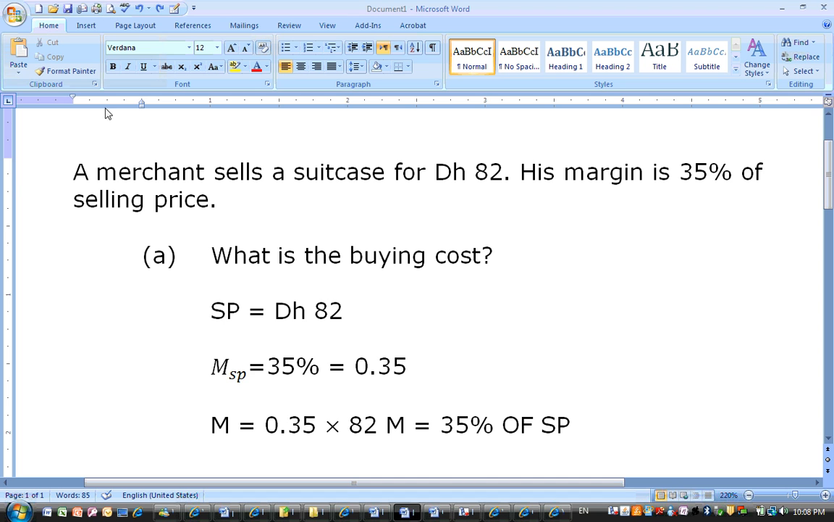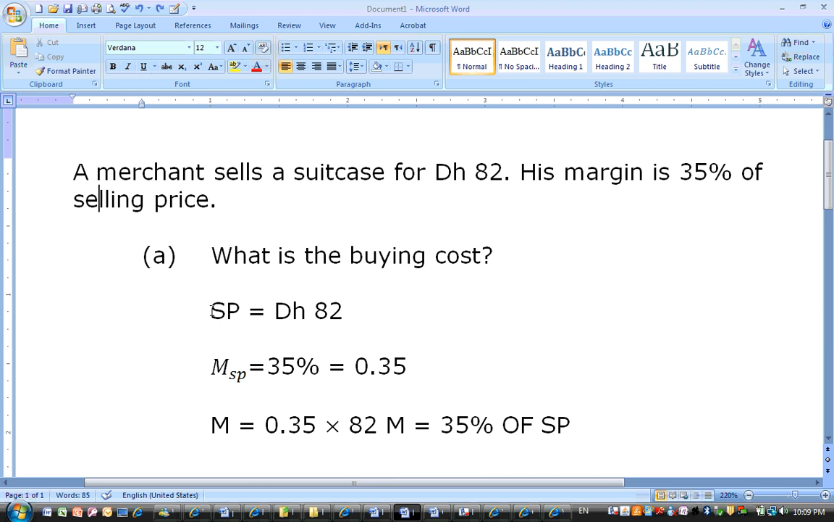Hi everyone, this question will help you to understand the margin or the markup better in business. Let's read the question. A merchant sells a suitcase for 82 dirhams. His margin is 35% of the selling price. The first part, what is the buying cost?